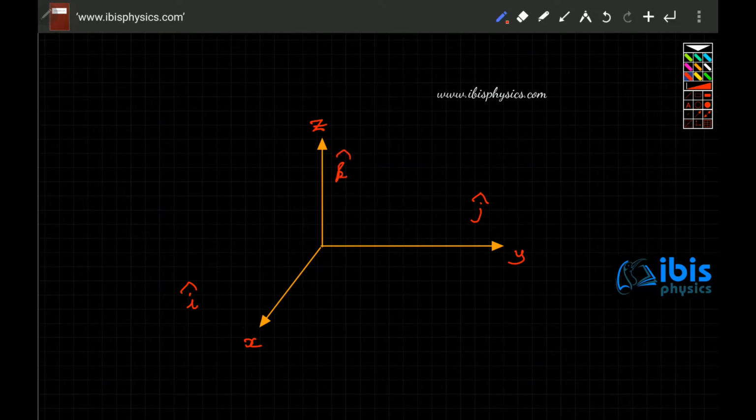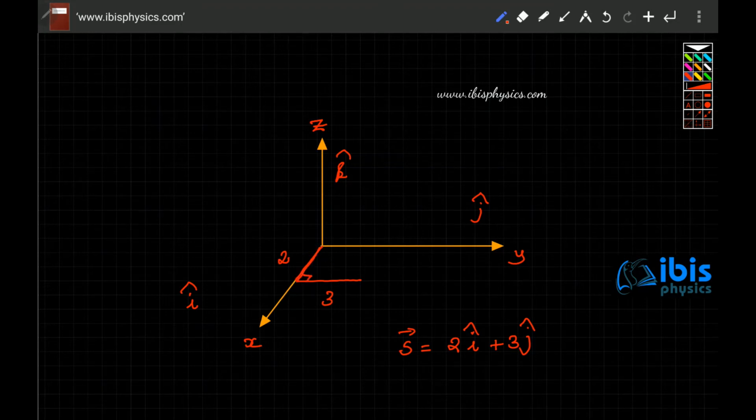Suppose a person walks along the x-axis for 2 units and then along the y-axis for 3 units. How is this movement represented? The total displacement of the person is 2 units along the x-axis plus 3 units along the y-axis. This is how the displacement of a person or the location of a particle can be represented. You know that it's a right angle coordinate system, and these two are at right angles to each other.